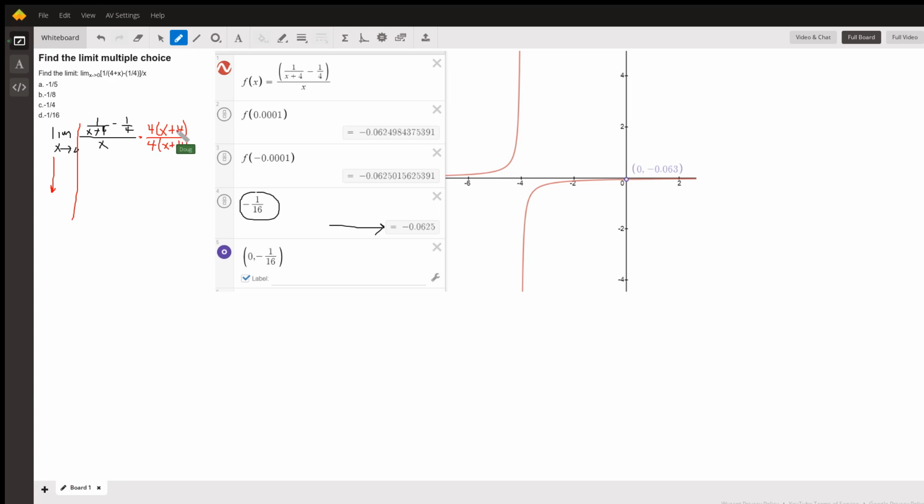I multiply 4 times the quantity x plus 4 times each term in the numerator. For this first term, the x plus 4's cancel out. I'll have a factor of 4 remaining. 4 times 1 is 4. If I take the LCD times the 1/4, the 4's cancel out, and I'll have minus 1 times x plus 4. And in the denominator, I don't even have a fraction, I just have this x. So 4 times x plus 4.